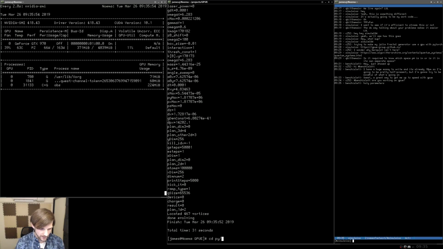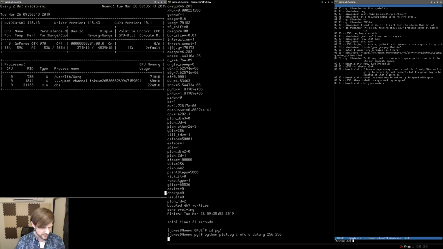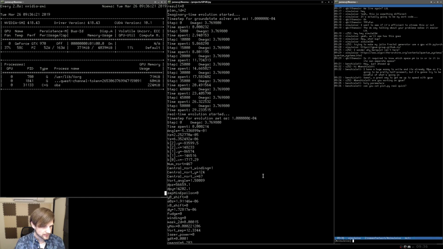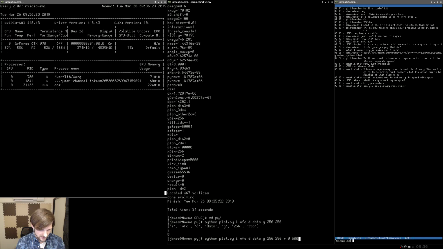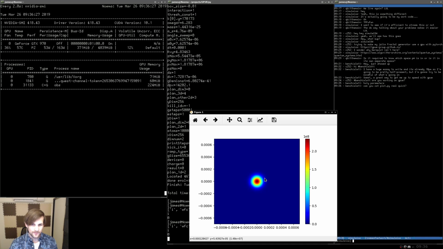Okay, so we're going to cd into Pi, which is where we keep all of our Python scripts. And I've got a really dumb Python script in here called plot.py. So we're going to run plot.py input wave function for the data directory, just data. I think that's where I output it to. The grid size is going to be 256 by 256. Oh, I forgot a range. So now we're going to do range from 0 to, where did this guy end? It ended at 50,000. So it's going to go from 0 to 50,000 in steps of 5,000. Okay. So here we have the initial input wave function.